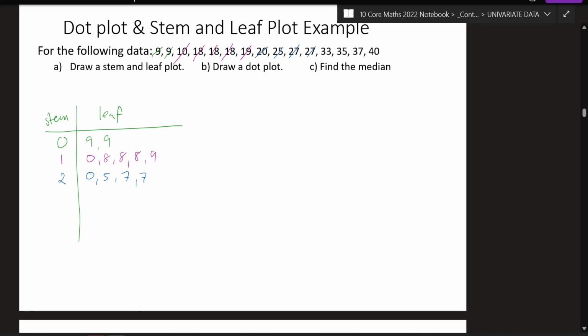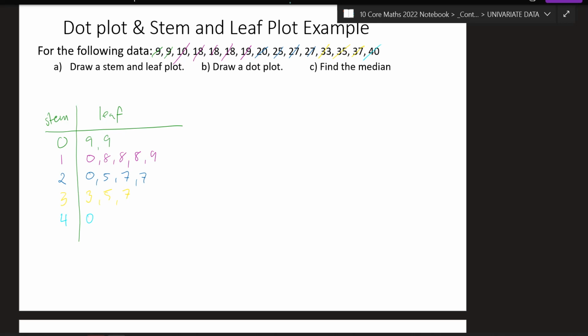All right, next one. Let's do yellow. Let's do the 30. So 33. Sorry. Okay, 35. 37. Oops. Okay, and then the last one is 40. So 40 and then just 0. There. Okay, so there's my stem and leaf plot. Really easy.